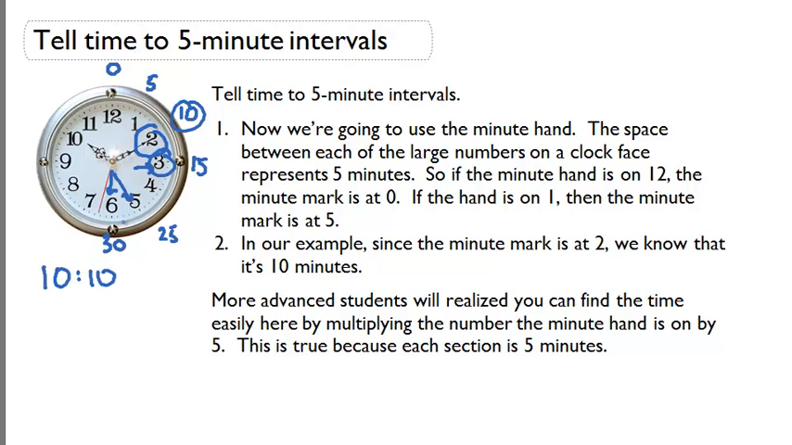Now, this isn't the best way to think about it, but it's a nice, easy shortcut for you. But the most important thing to note here is that the time between each of these numbers, if we're looking at the minute hand, is 5 minutes.